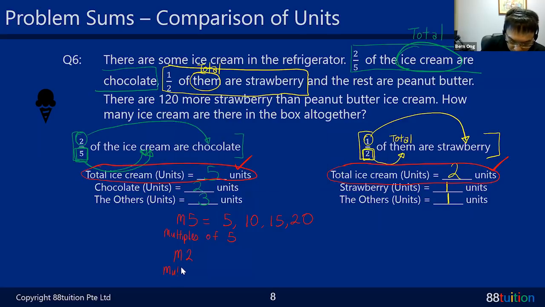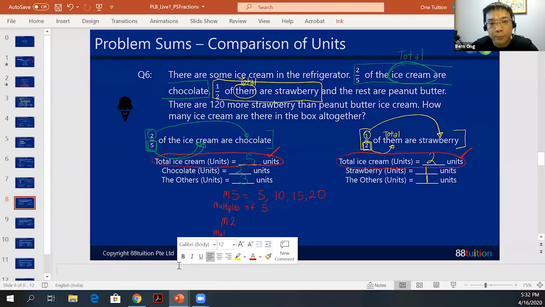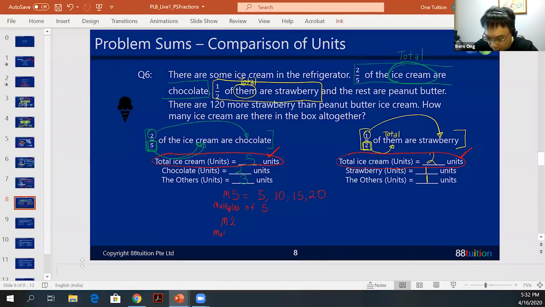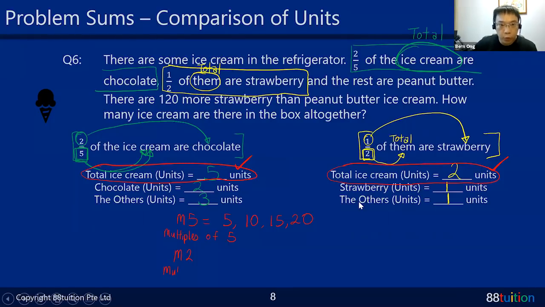Oh, okay, I pressed something. Let me go back to my slideshow. M2 represents the multiples of 2. Examples are 2, 4, 6, 8, 10, 12.